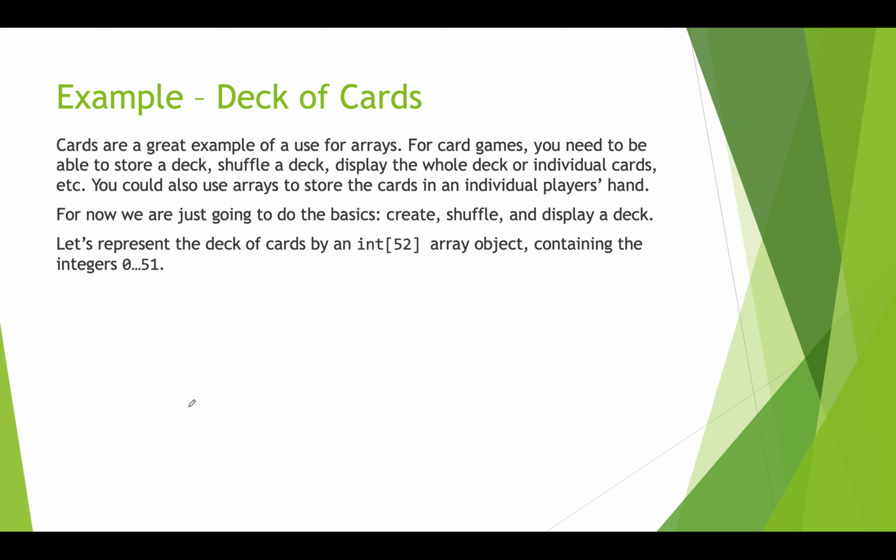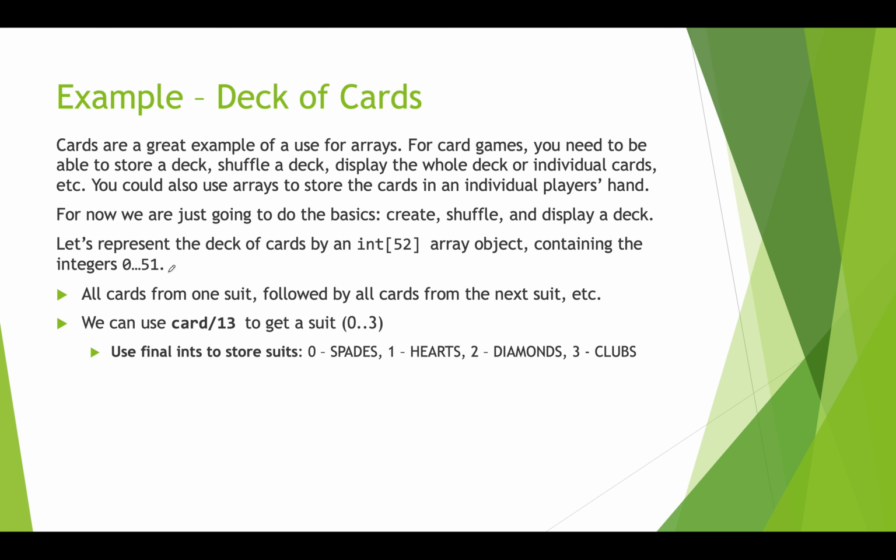And so what we're going to do is we're going to use an array of integers that's going to have 52 elements in it. And that's going to store the integers 0 to 51. So every card in the deck of cards is going to be represented by one of these numbers. So you can think of 0 as representing the ace of spades and 51 as representing the king of clubs. And all the cards are represented by one of these numbers. So all the cards from one suit are followed by all the cards from the next suit, etc.